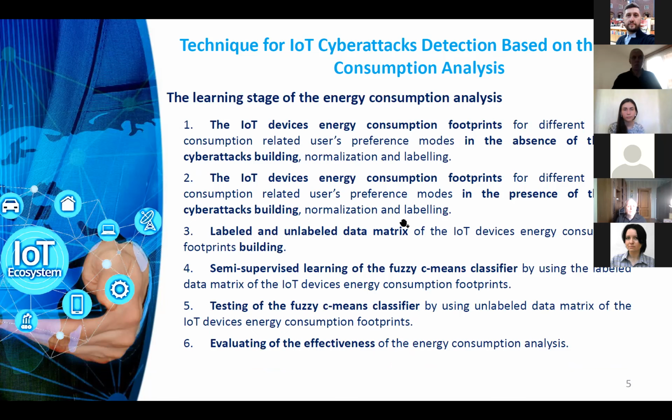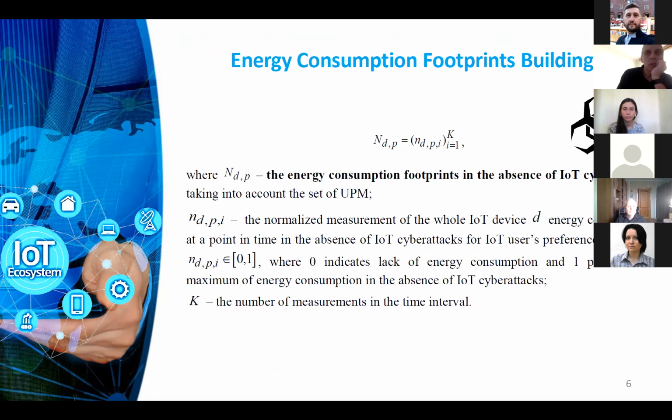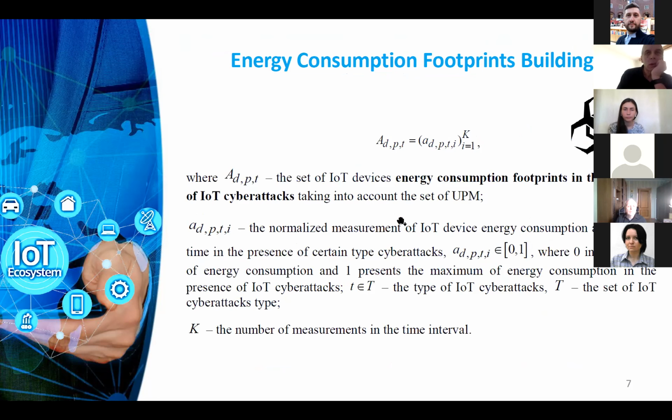The proposed technique consists of two stages, the learning and detection stages. The learning stage includes the energy consumption analysis and the opcode sequences analysis. At the learning stage, the energy consumption of each IoT device in the IoT network for different IoT user preference modes, in the absence of IoT cyber attacks and also in the presence of IoT cyber attacks, is measured at a certain interval and at equal sub-intervals of time.